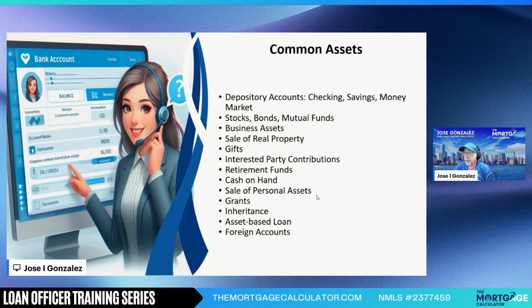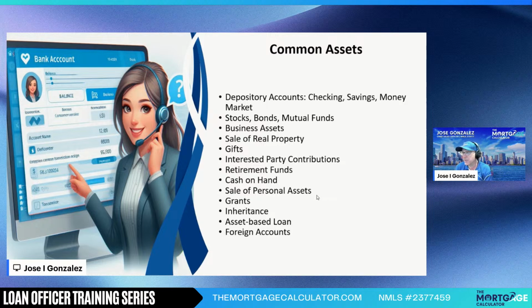Sale of real property is another asset. Now, real property, we're talking about real estate, right? They could have a pending sale on a property, for example. They're going to net $200,000 from the sale. That's an asset for which you're going to have to show later a closing disclosure and the transaction history showing the money going into their account.